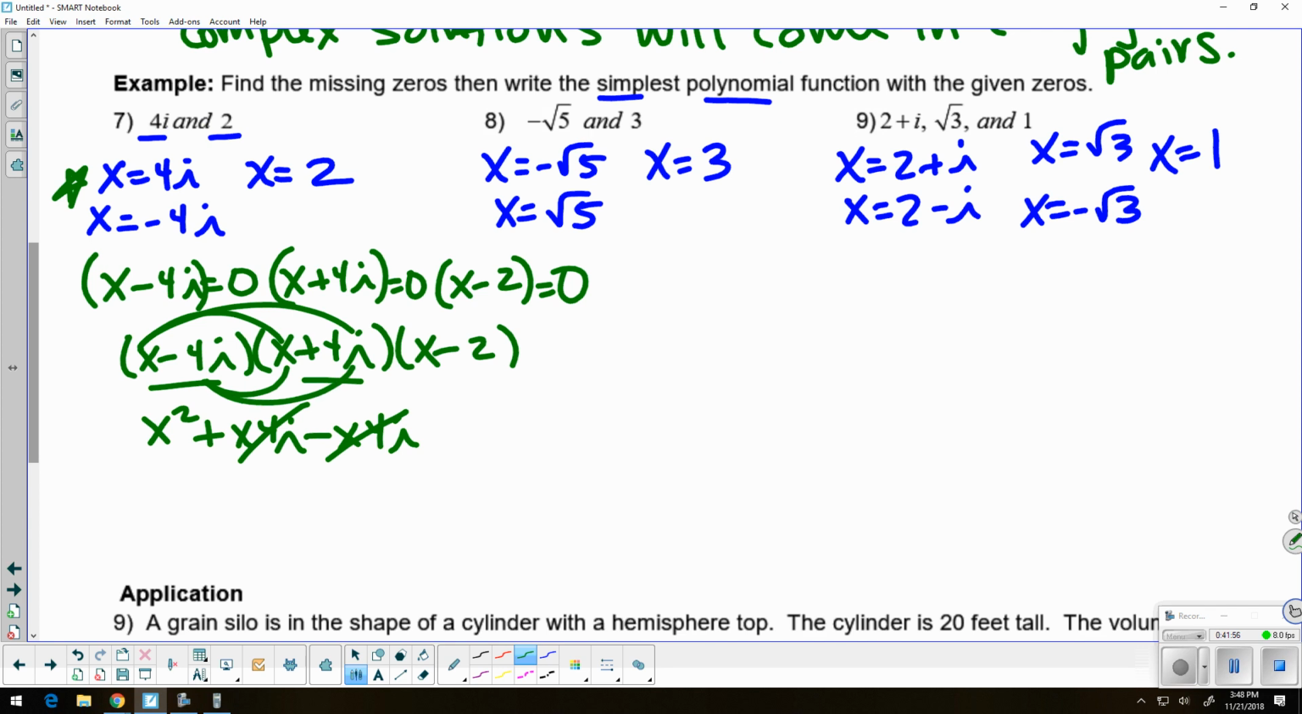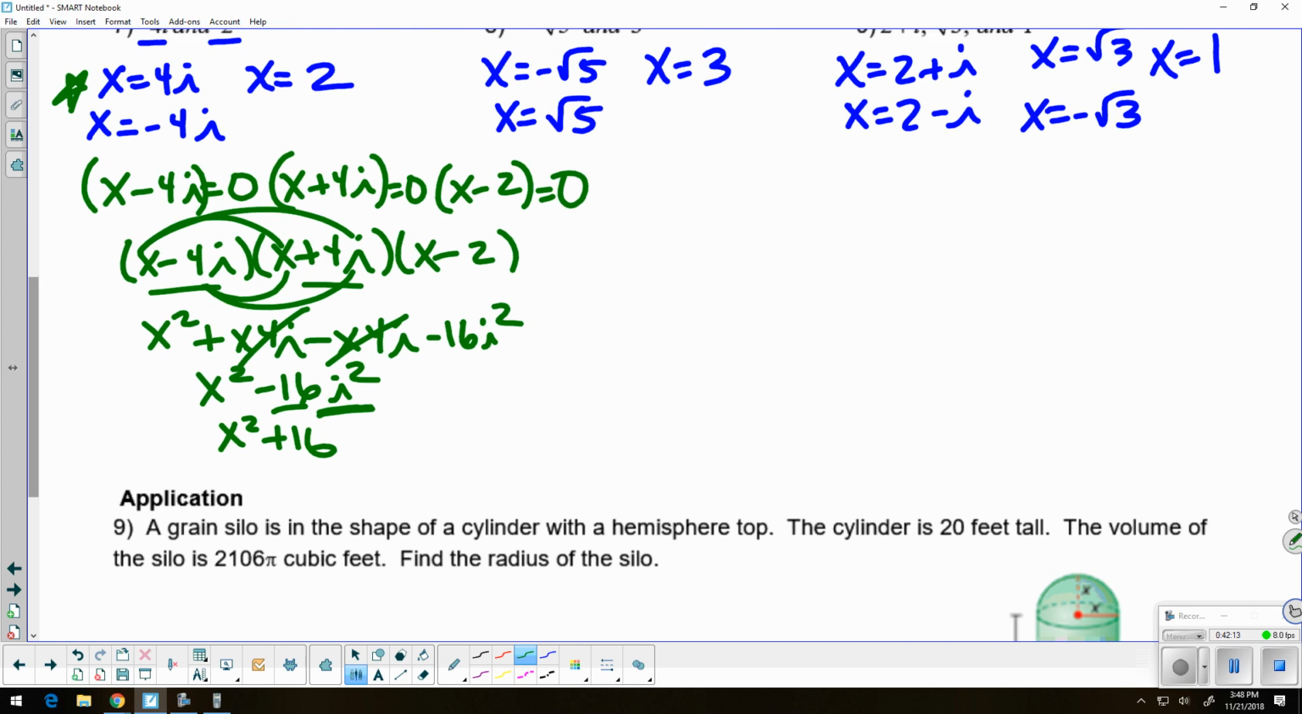And then negative 4i times 4i is negative 16i squared. So we have x squared minus 16i squared. Keep in mind, i squared is just negative 1. So this would just be x squared plus 16, because negative 16 times negative 1 is positive 16.